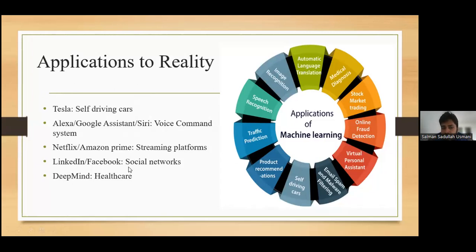And LinkedIn and Facebook are very obvious. Even if I type, say I want to buy a trimmer online, I just type it in Google, but next on Facebook, you will see that you are getting ads from different trimmer companies. So that's how they are using your data.